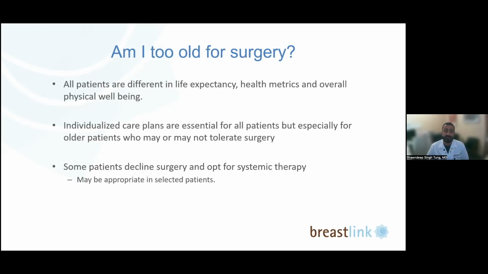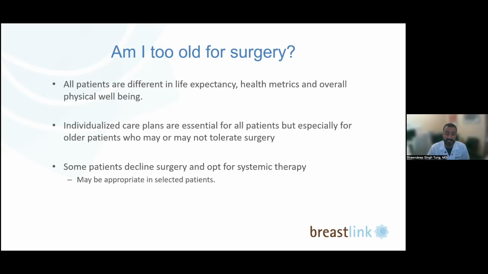Another common question I get from patients who are diagnosed in their 80s, maybe even 90s: am I too old for surgery? That's really an important question. All patients are different in their life expectancy, their health metrics, their overall physical well-being, and even their own preference. So individual care plans are essential for all patients, but especially for those elderly patients who may not tolerate surgery.